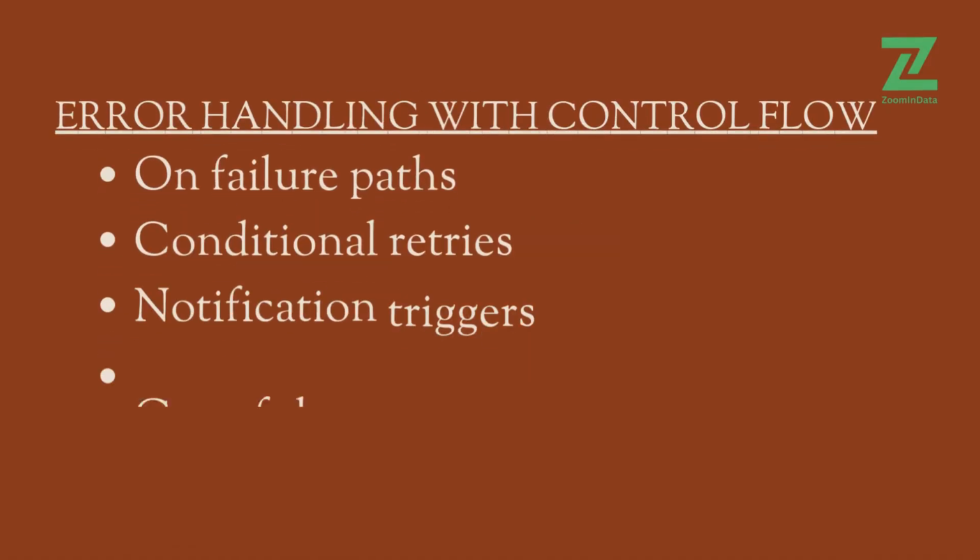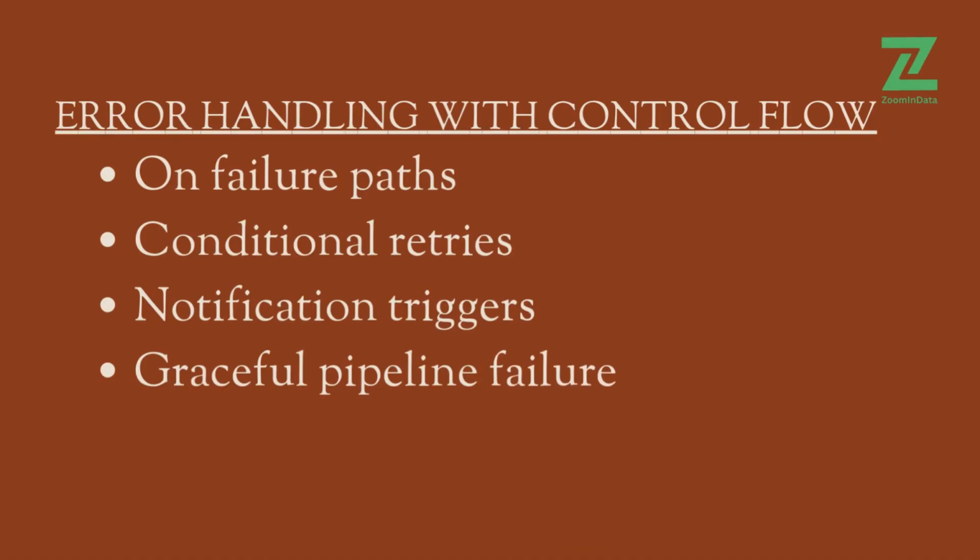Control flow activities help in error handling. We can define on-failure paths. Conditional retries can be implemented. This allows pipelines to fail gracefully and intelligently.